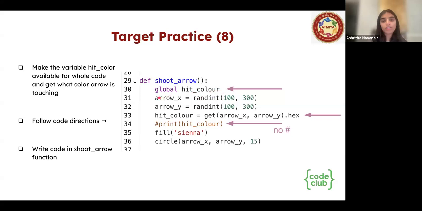So global means, do you know how I said if you have a certain code in one function, you can't use it anywhere else? Well, if you have global, you can use it anywhere else. As long as you have global in front of your variable, you can use the variable anywhere in the code. So we're going to say that this variable equals the color of where the arrow is. And this is honestly not needed, print hit color. We're just using it to test the code. But this hashtag means we comment the code out, which means it's not going to run in the code.